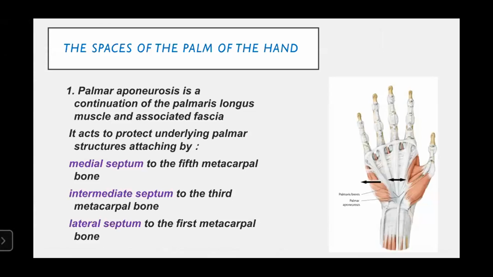The palmar aponeurosis is a continuation of the palmaris longus muscle and associated fascia. It acts as a protection for the palmar content and sends three deep septa: one for the 5th metacarpal, called the medial septum, the second for the 3rd metacarpal, the intermediate septum, and one for the 1st metacarpal, the lateral septum.